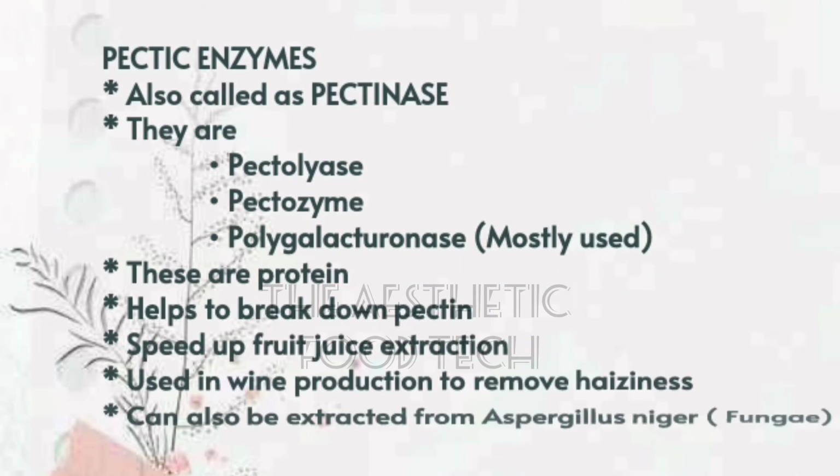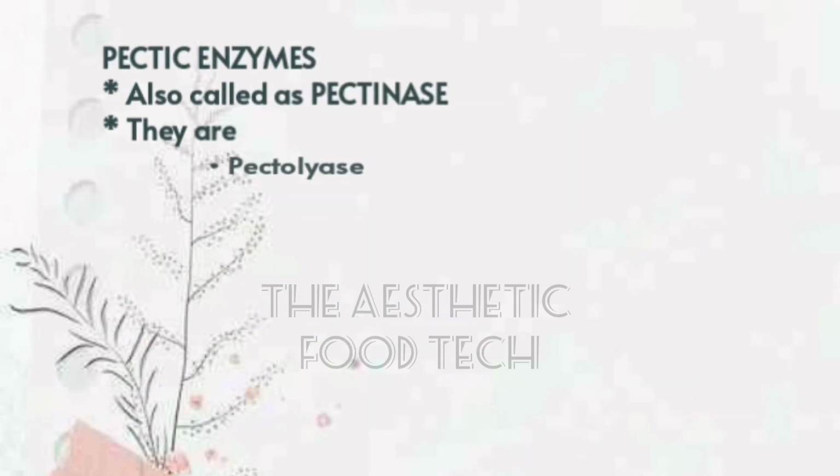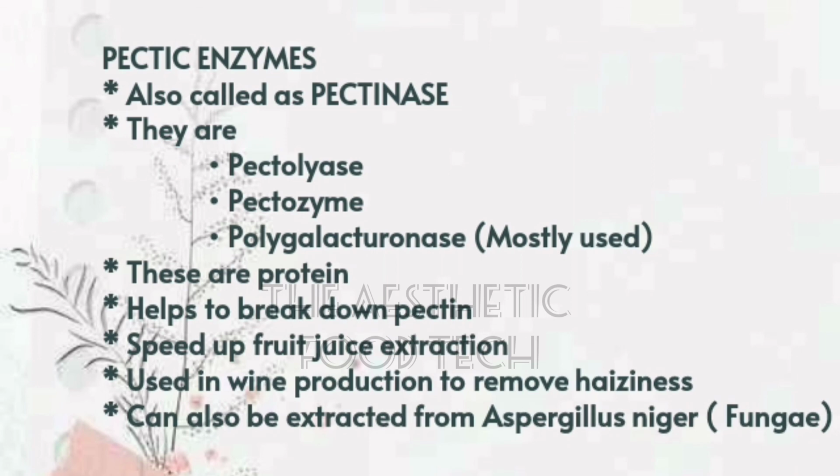Pectic enzymes. Pectic enzymes are also called pectinase, and it includes 3 different enzymes. First one is pectolyase, second one is pectozyme, and finally polygalacturonase. These enzymes are proteins and help in the breakdown of pectin, and thereby speed up the extraction of fruit juice from fruit.